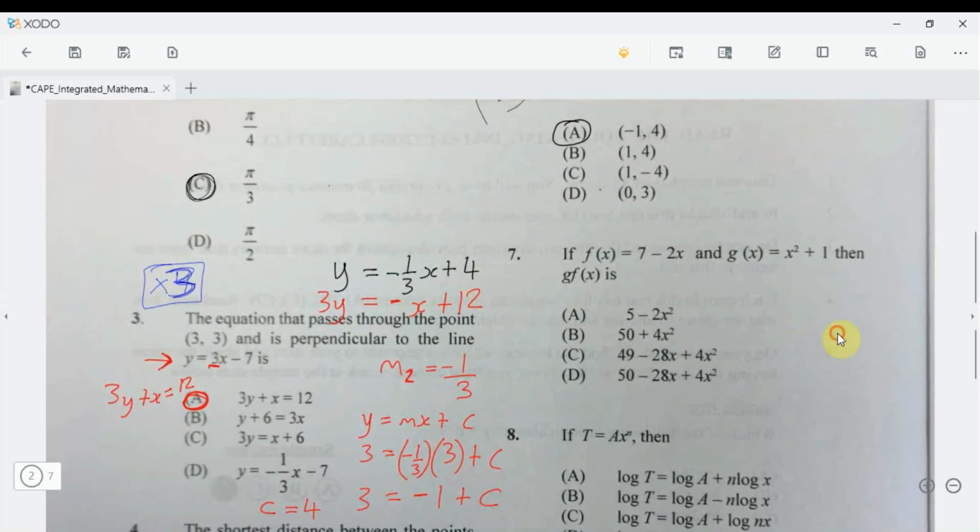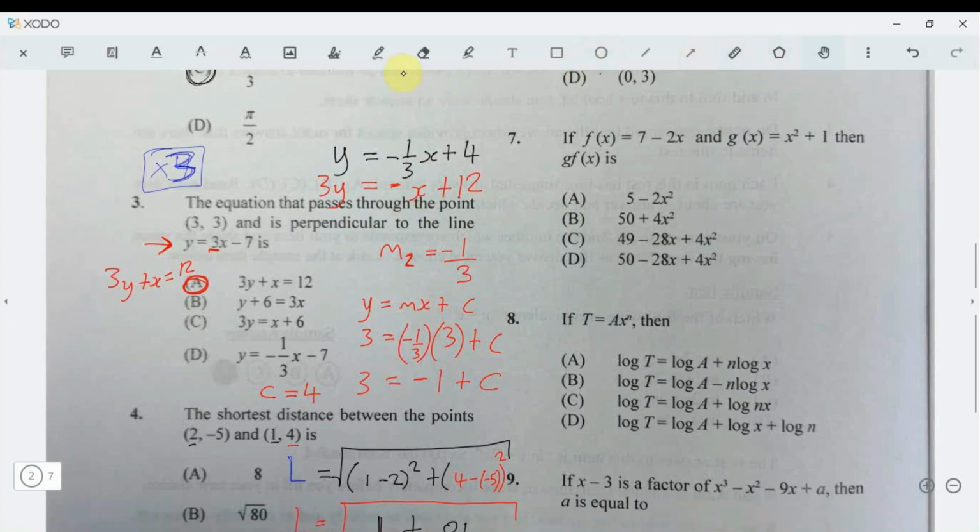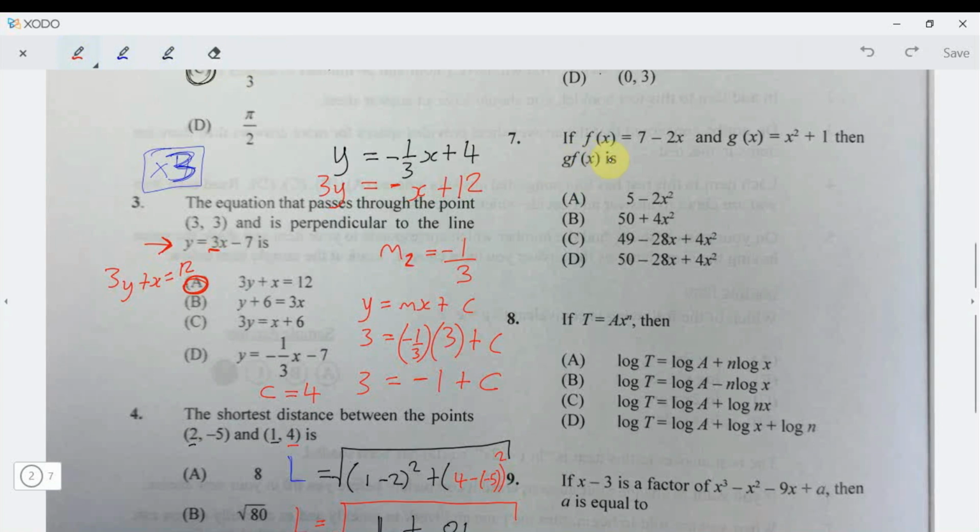Alright, question 7. Question 7 says f of x equals 7 minus 2x, g of x equals x squared plus 1. We need to find g of f of x. So to find g f of x, you put f of x into g. So that is g of 7 minus 2x. Then you put 7 minus 2x in for x in g of x. So it's going to become (7 minus 2x) squared plus 1. Now to expand this, it's going to be first term squared, 49, minus twice the product of the two, minus 28x, plus second term squared. 2x squared is 4x squared, plus 1. Then 49 plus 1 is 50. So that becomes 50 minus 28x plus 4x squared. So that is going to be option D.